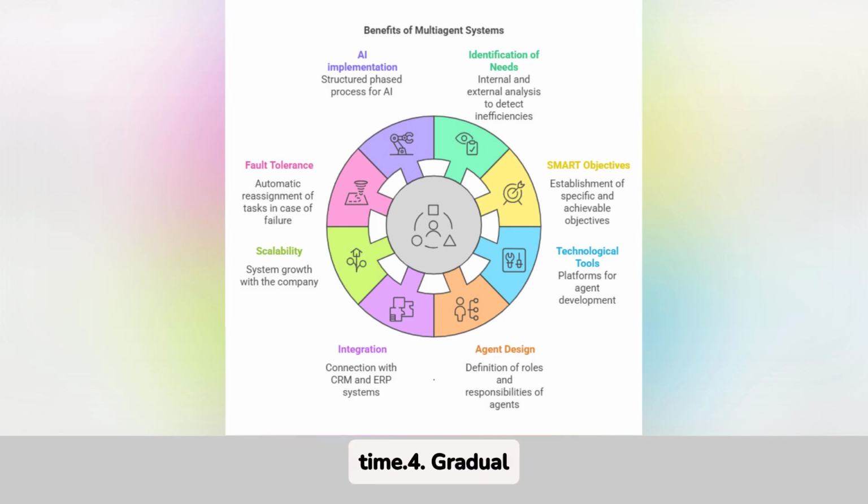At this stage, machine learning techniques can also be integrated to allow agents to evolve and optimize their performance over time. 4. Gradual implementation. The deployment of the system is done progressively, starting with a pilot phase in a specific area of the company. This allows its impact to be monitored and adjustments to be made before full expansion. Thus, the transition is more controlled and teams can gradually adapt to the new technology.